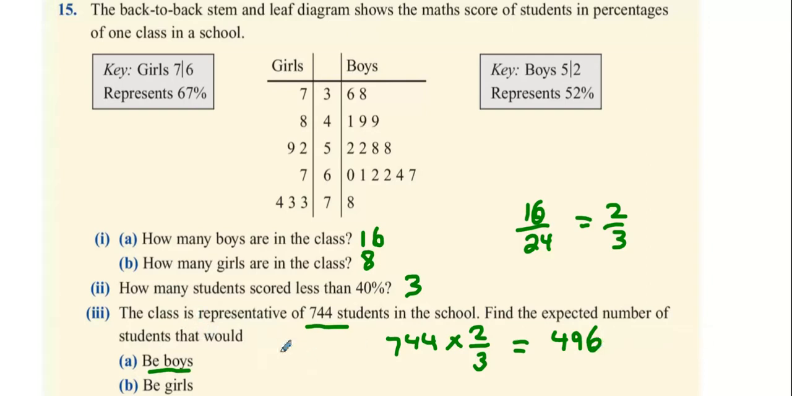What does it mean the class is representative of the school? Charlie? Yeah, it's in the same ratio. Same amount of boys and girls. If there were twice as many boys as girls in that class, that means there are twice as many boys as girls in the school.